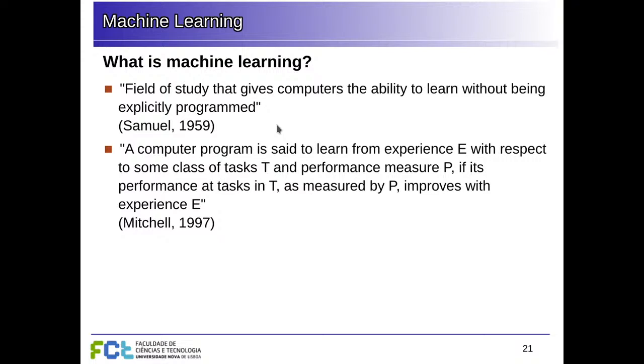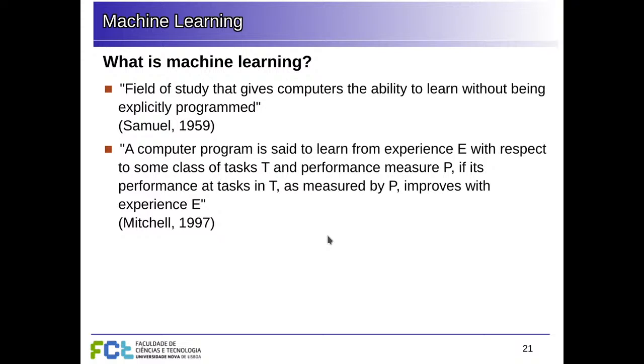We don't need to tell them exactly what to do. We can give examples, and they will learn how to solve the problems that we have. This was formalized more carefully by Mitchell in 1997. So basically, we have some program that can learn if it can improve some performance at some task.